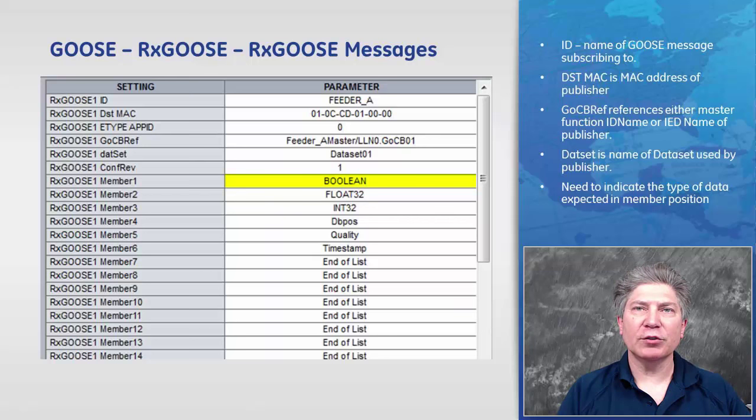We've got Boolean, used for the digital signals. We have float 32 used for metered values. We've got integer 32 used for dead band, timers, clocks, and so on. And we have the DBPOS, which is called double bit position, so it allows us four possible states, for example, things like bad, interim, on, and off. And then the other two choices that we have are the quality bit and the timestamp.